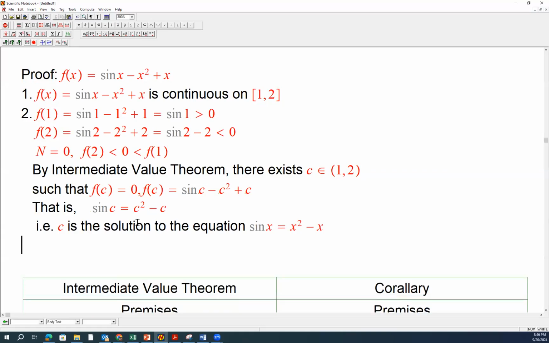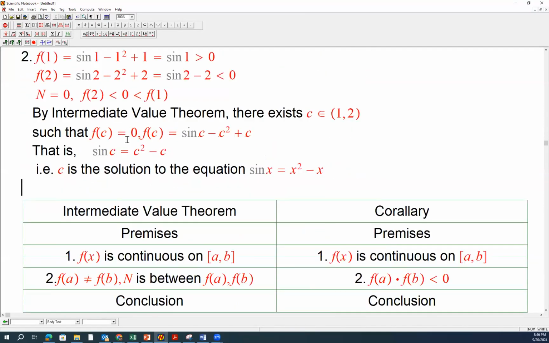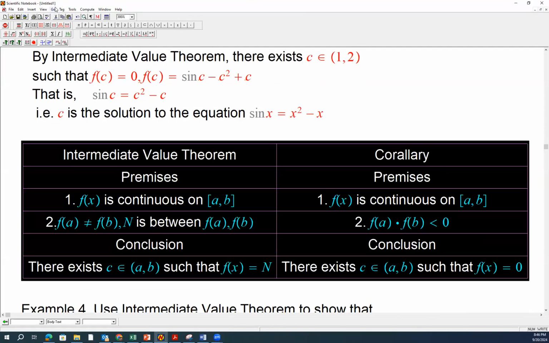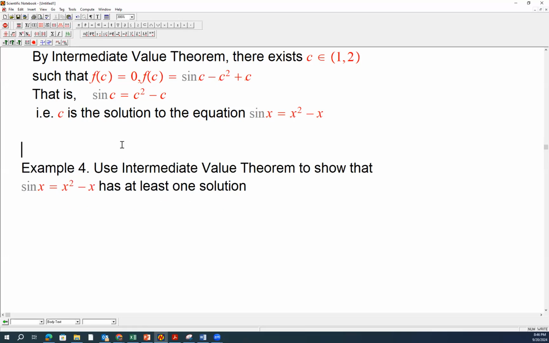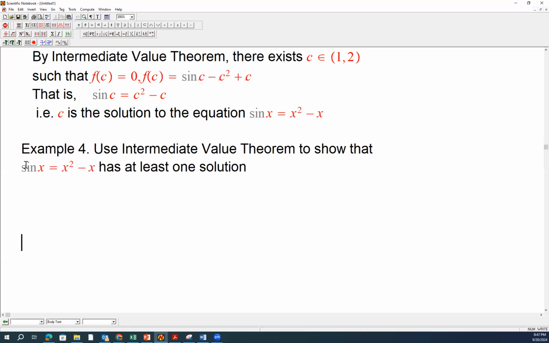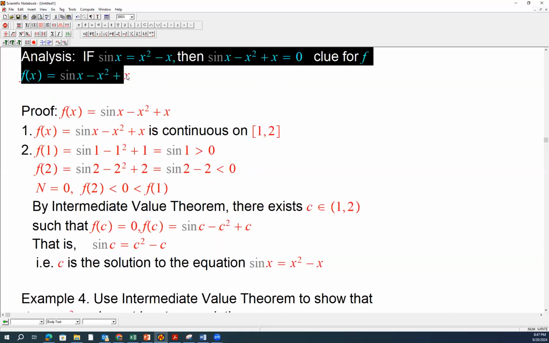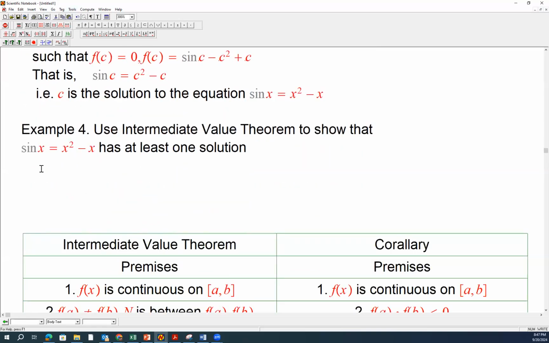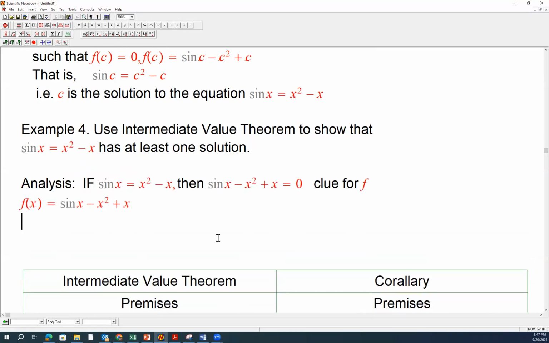I'm double checking, okay? The next one, which is example number 4. It is pretty much the same question, but we pretend the interval is not given. So we can borrow the scratch paper work for the function, right? Our analysis is still here, but we have to identify the intervals.